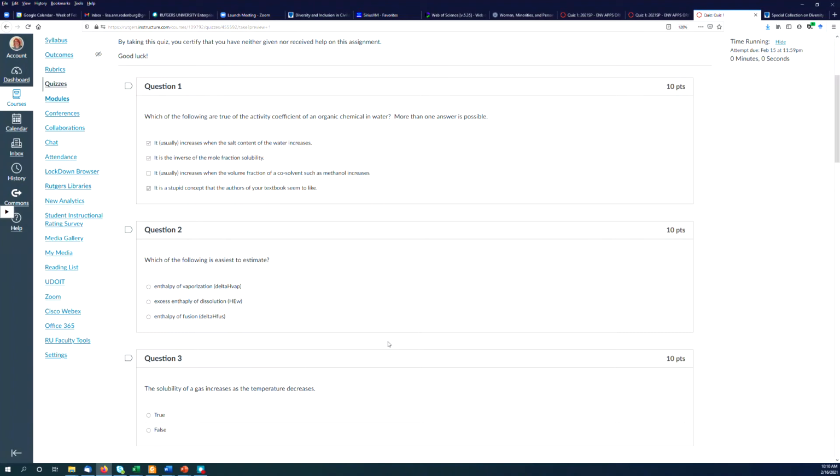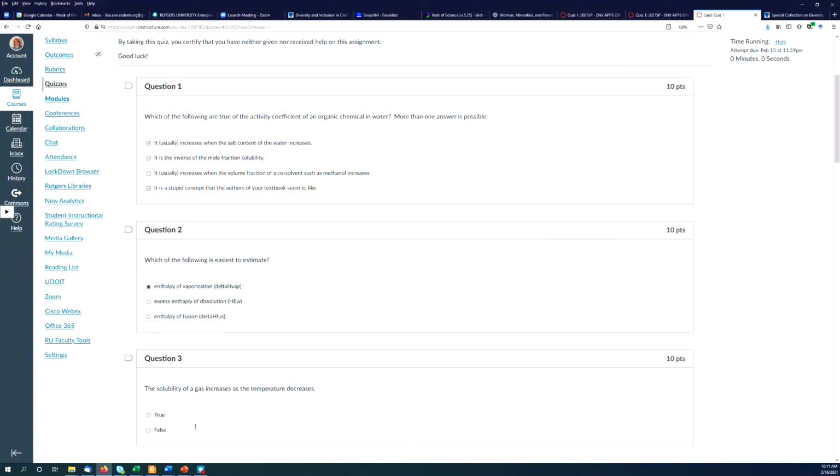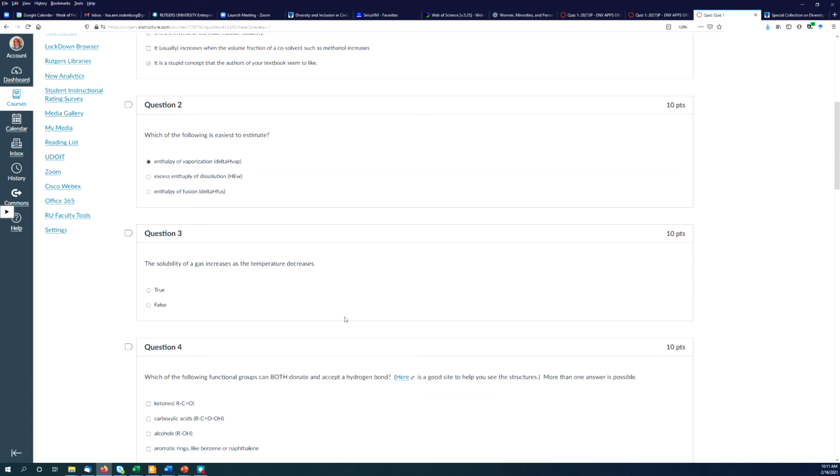Okay, which of the following is easiest to estimate? It turns out that the easiest thing to estimate is enthalpy of vaporization. If we go look at our vapor pressure lecture, we know this from the Gauss and Schwarzbach equation. If you just know the vapor pressure of the chemical, you can very easily estimate its delta H of vaporization. Whereas the other two terms are much more difficult to estimate. Excess enthalpy of dissolution is basically just a guess, and so is enthalpy of fusion. You can estimate this based on symmetry and so on, but it's not easy. So definitely enthalpy of vaporization is the easiest to estimate.